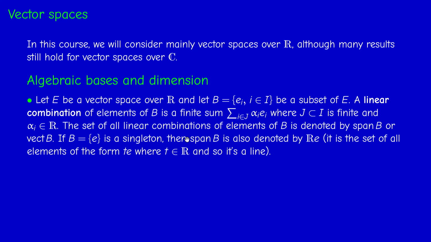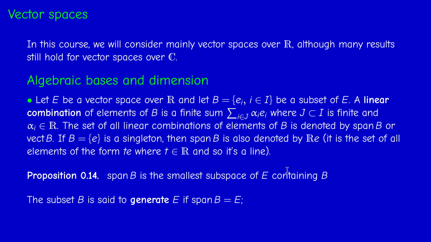Now, when B is just one element, a singleton {e}, then we can write span B as Re, which is actually the space of multiples of e. So it's the set of all elements of the form t times e, where t is a real number. So this is a one-dimensional vector space, so it can be identified with a line.